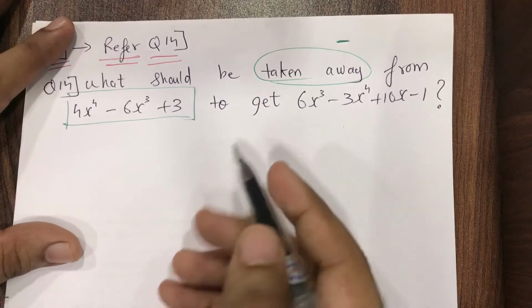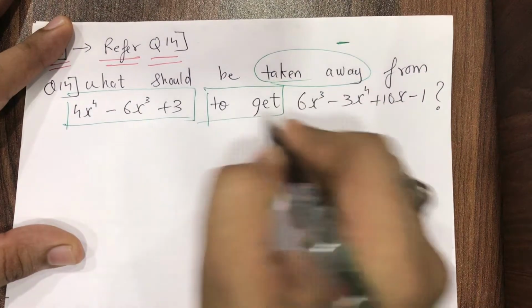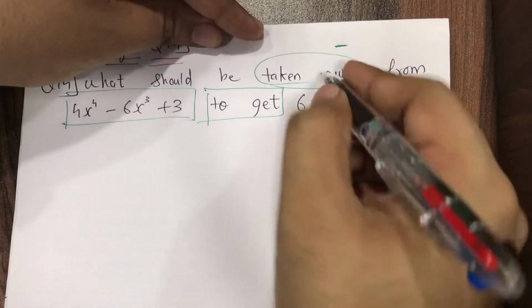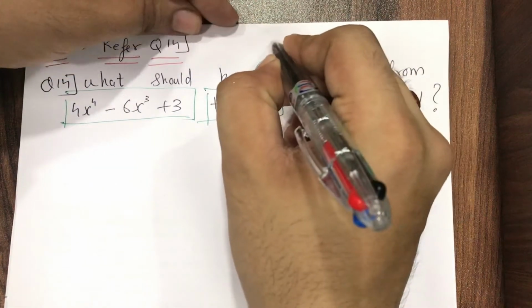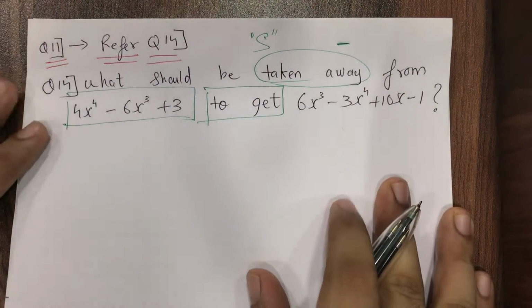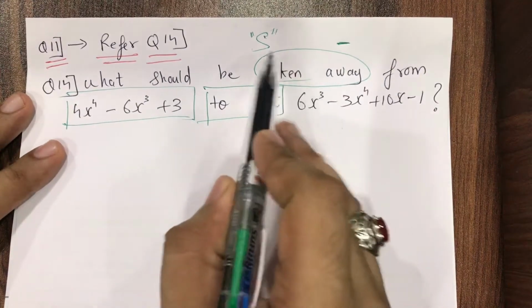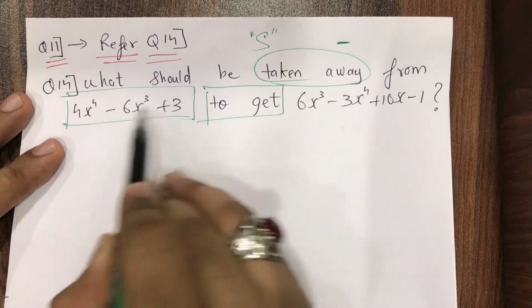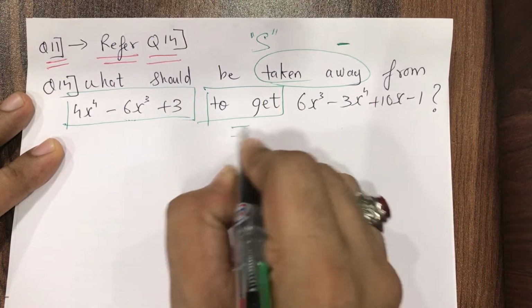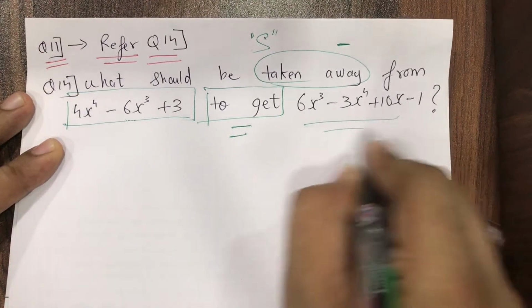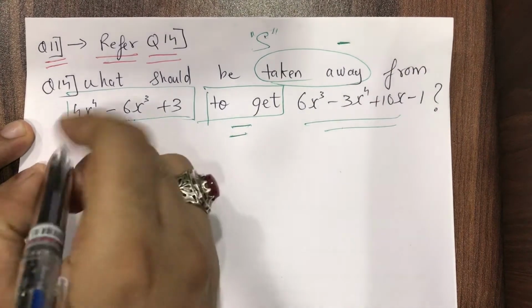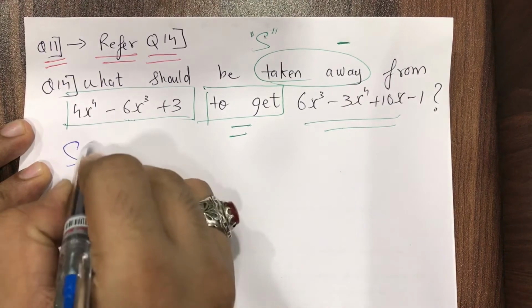Okay, to get. Here the word 'to get' means what number should be taken away. For example, let the number be capital S. If I am taking capital S away from this expression, so what will I get? So the answer will be this. Understanding? See the solution, please. You will understand the solution once again as I explain it while writing.